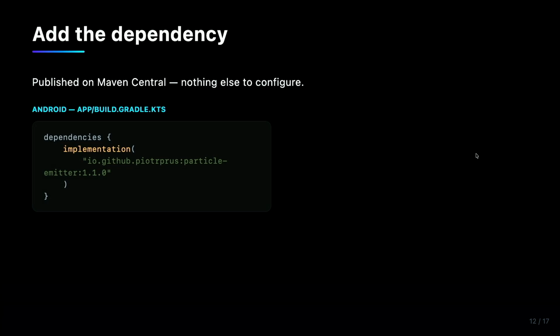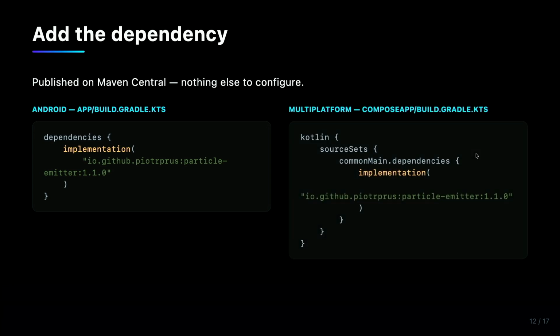So the dependency to be added is very easy. It's my particle emitter version 1.1.0, but there will be a QR code in the next slide. If you would like to do the multi-platform, you're doing exactly the same in the Kotlin source sets, and you're adding this version 1.1.0. The previous version didn't have the Compose multi-platform support yet.